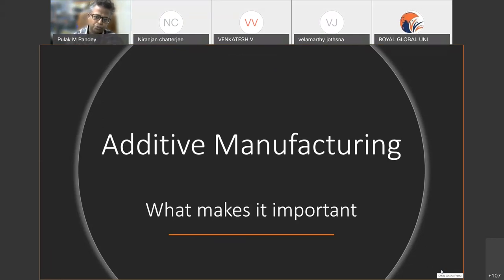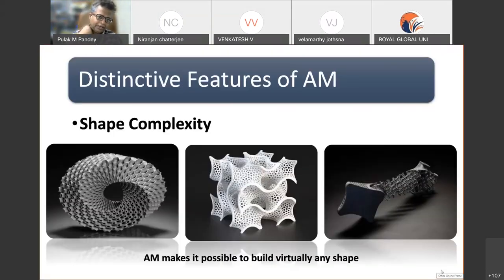Additive manufacturing, what makes it important, correct? These are the distinctive features of additive manufacturing. Shape complexity, correct? AM makes it possible to build virtually any shape. You can have a look at how complex these shapes are.